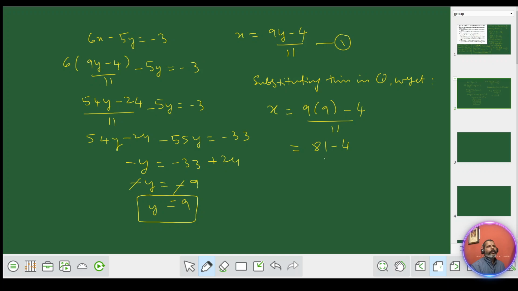9 9s are 81 minus 4 by 11. 81 minus 4 is what? Y is 9, right? 81 minus 4 is how much? 77, right? By 11. 11 sevens are 77. Therefore, x equal to 7. Okay? X equal to 7.